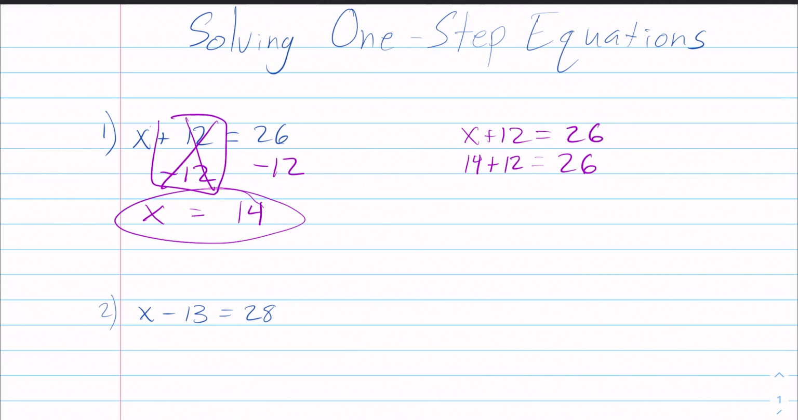So I just rewrote the equation, x plus 12 equals 26, and instead of the x, I put in 14. So now it says 14 plus 12 equals 26. Now, is this part the same as this part? That's the question. Is 14 plus 12 actually equal to 26? And yeah, it is. So 26 equals 26. So if I wind up putting in the 14 and getting a true statement at the end, then I know that 14 is the correct answer. So there you go. I solved it and I checked it.